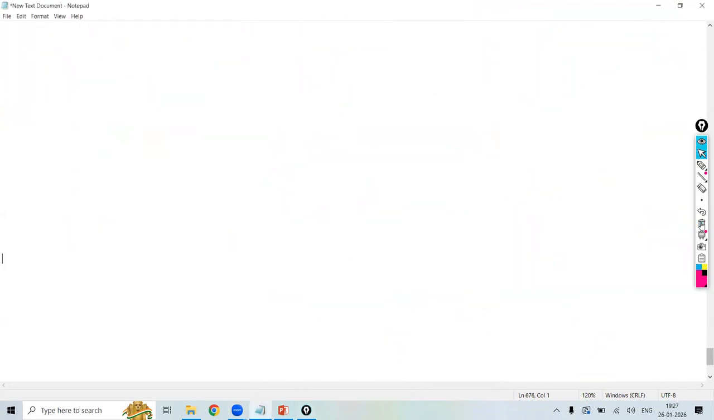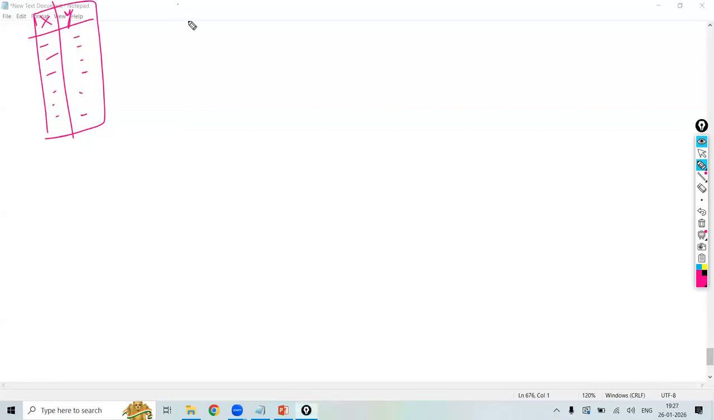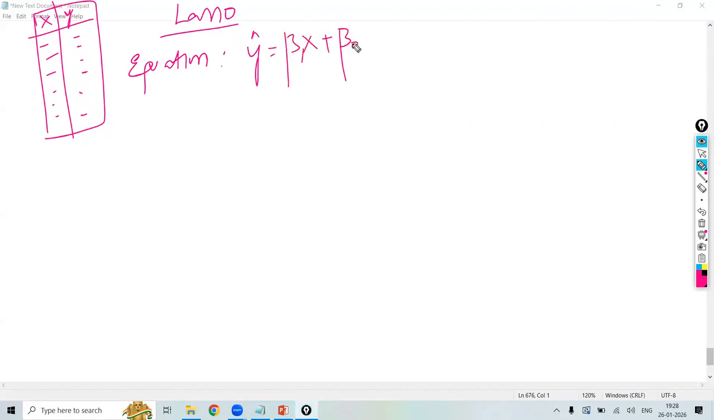Now, let us move on in the same way. Let's take one x and one y. Some values of x and some values of y. Come to the lasso now. Within the lasso, first the equation. What is the equation going to be? Y hat is equal to beta 1 x plus beta naught. That is only going to be the equation. There is no difference in the equation.